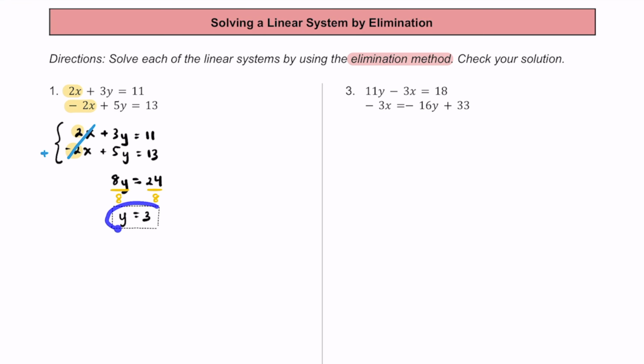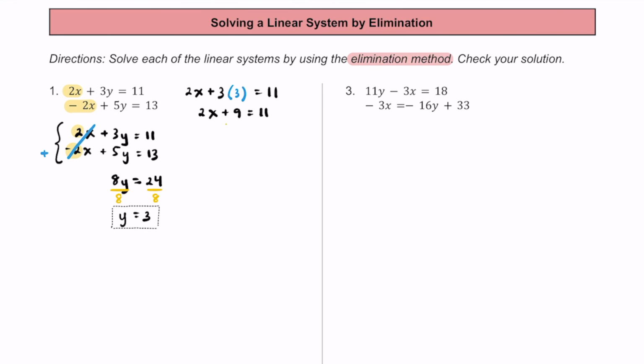Now, to solve for x, let's take this y value of 3 and substitute it into either the first equation or the second one. It's totally your choice. I'm going to go with the top equation just because we don't have any negatives there. So I'm going to rewrite this. We're going to have 2x plus 3 times, we just found out y is equal to 3, so let's substitute that in, and that equals 11. So 3 times 3 is 9, so we're going to say 2x plus 9 is equal to 11.